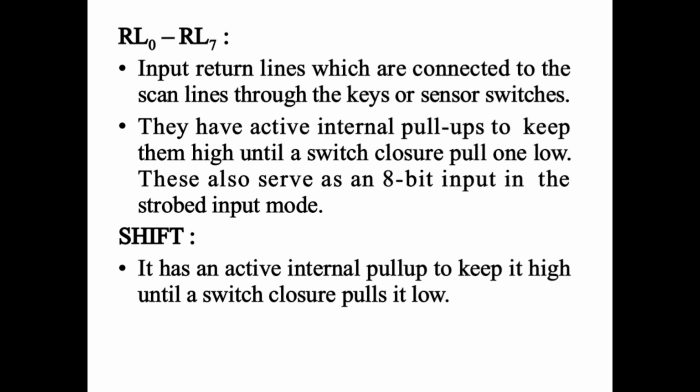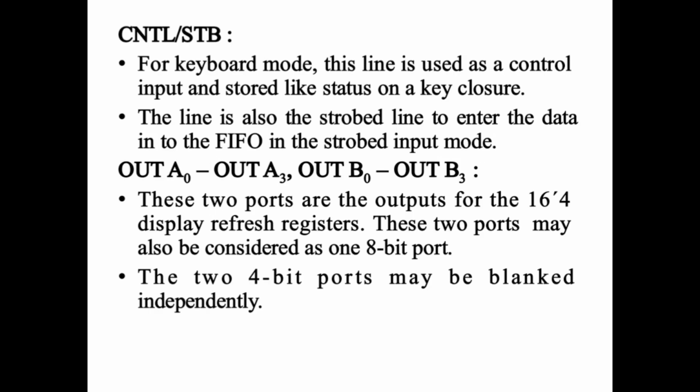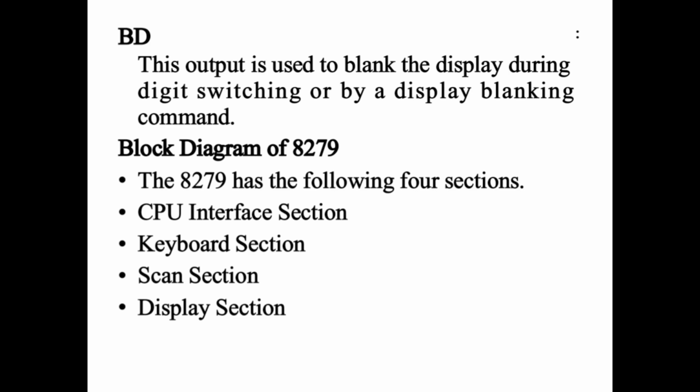RL0 to RL7 are input return lines, which are connected to the scan lines through keys or sensor switches. They have active internal pull-ups to keep them high until a switch closure pulls one low. These also serve as an 8-bit input in the strobed input mode. Shift: it has an active internal pull-up to keep it high until a switch closure pulls it low. Control strobe mode for keyboard mode: this line is used to control input and strobe, like the status of the key closure. The line is also a strobe line to enter the data into the FIFO in the strobed input mode. Outputs OUT A0 to A3 and OUT B0 to B3: the two 4-bit ports may be blanked independently. BD is blank display during digit switching.